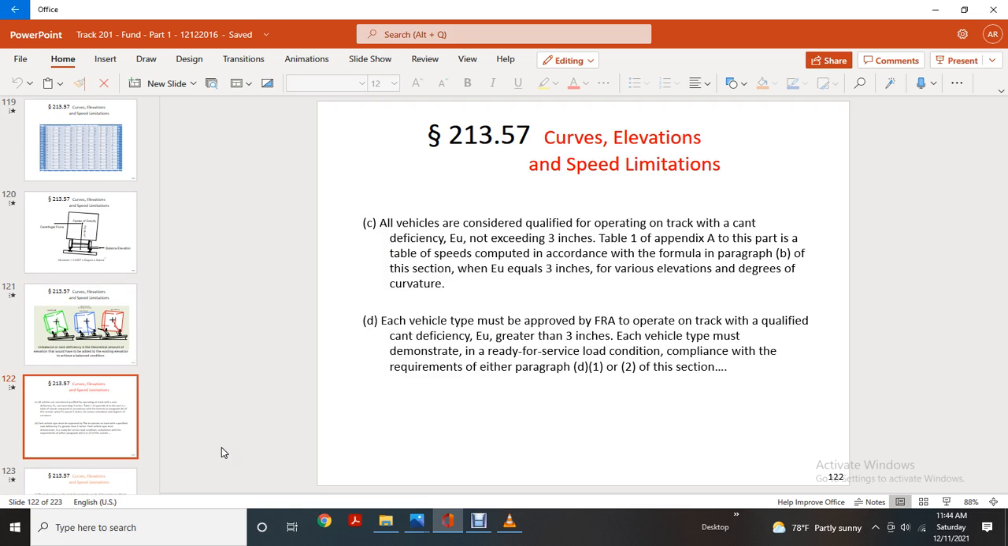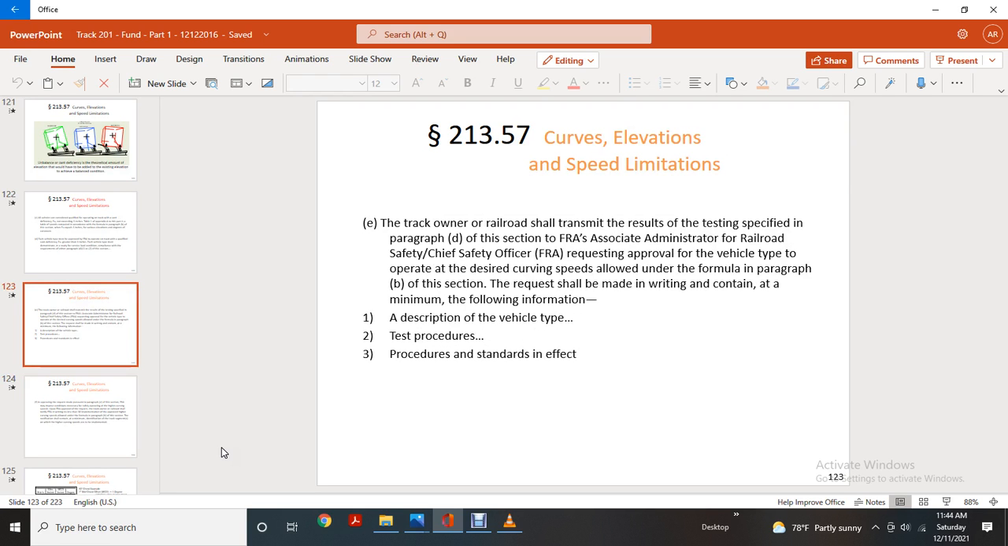All vehicles are considered qualified to operate on track with a cant deficiency, E sub u, of 3 inches. Table 1 of Appendix A gives the train speed computed with the formula in paragraph (b) of this section, with E sub u equal to 3 inches, for various elevations and degrees of curvature. Each vehicle type must be approved by the FRA to operate on track with a cant deficiency greater than 3 inches, with each vehicle in a ready-for-service load condition, in compliance with the requirements of paragraph (d)(1) or (2) of this section.